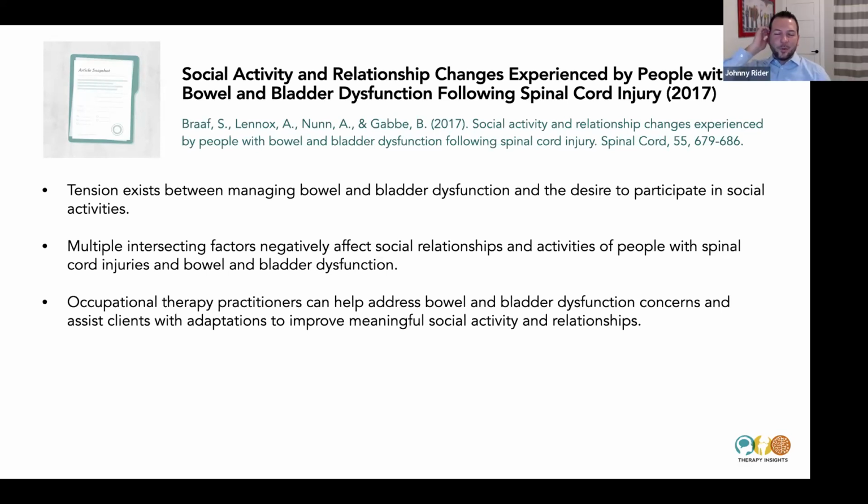Yeah, so a little bit older than our other one, but still really good information. We wanted to connect it to our resources. This was a qualitative study. So the researchers performed in-depth interviews with 22 different individuals with spinal cord injuries, trying to understand a little bit more about what life is like, what the lived experience is for them regarding things like social activity and relationships, especially those that are dealing with bowel and bladder dysfunction like we're talking about.